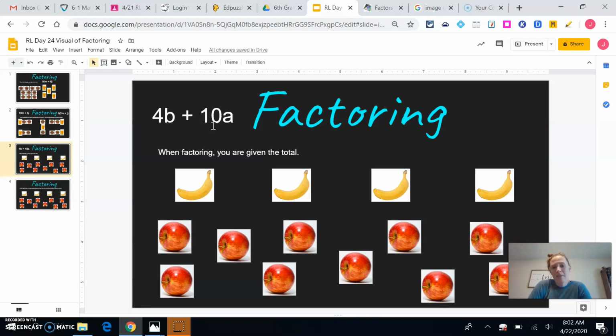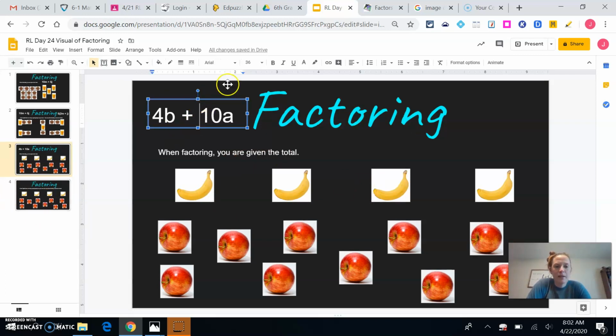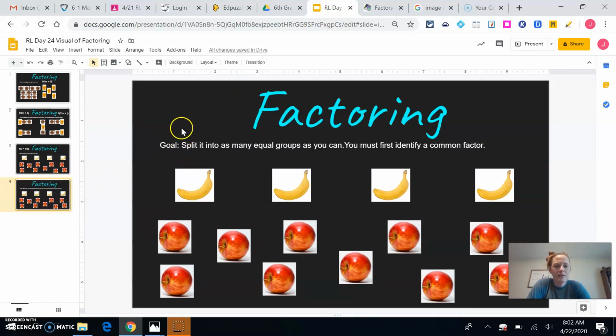If I say these are too many apples and too many bananas for me to eat, I want to share them with others, but I want to make sure I'm being fair. I need to figure out how I'm going to split these up. How many equal groups can I split them into, or how many people could I share this with? That's what we're doing when we are factoring. So let's take a look. I'm going to copy this really quickly, and then I can paste it here.